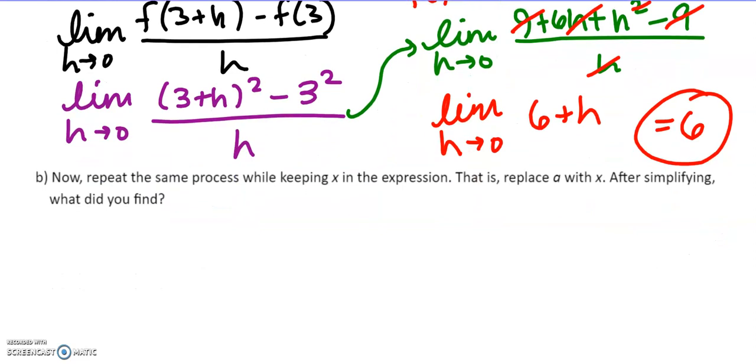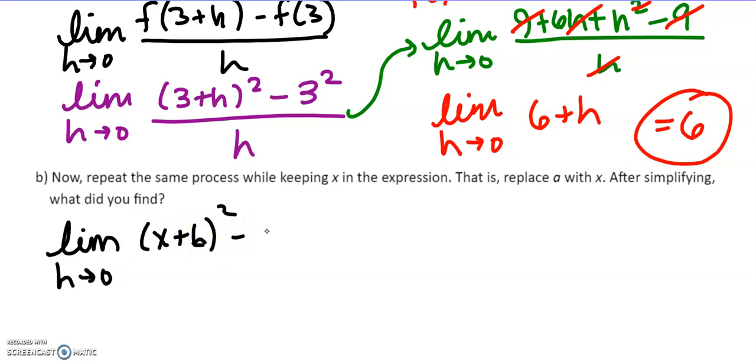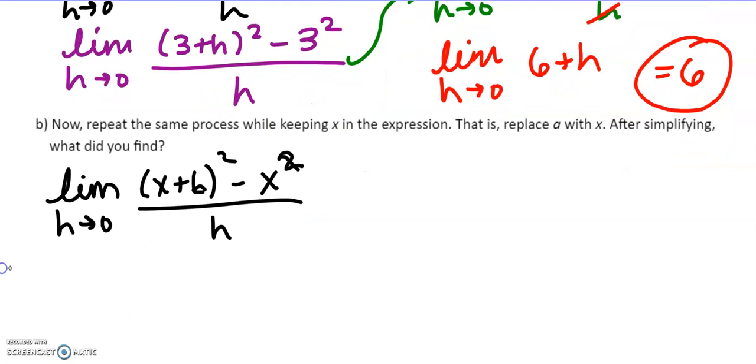Alright, now this one says to keep our x in the expression, so instead of replacing my a value with a 3, we're just going to leave an x there. So I'm going to have x plus h squared minus x squared all over h. Again, 0 over 0 means I have to keep going.